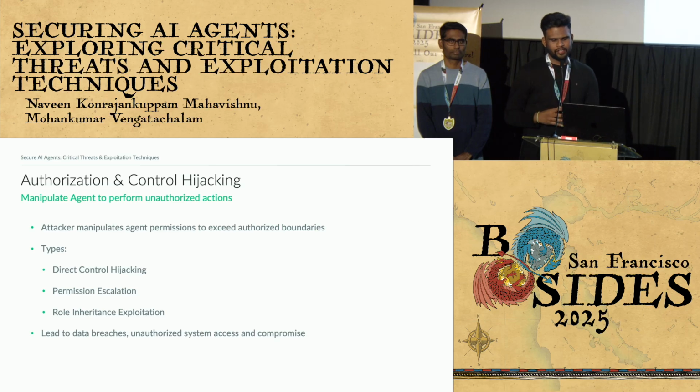Direct control hijacking occurs when an attacker takes over the agent's decision system to perform some malicious actions. Permission escalation occurs due to misconfiguration, where the agent elevates its permission beyond its intended boundaries to do something malicious. Finally, we have role inheritance exploitation. Basically, temporary or inherited roles are abused to perform malicious actions without getting noticed.